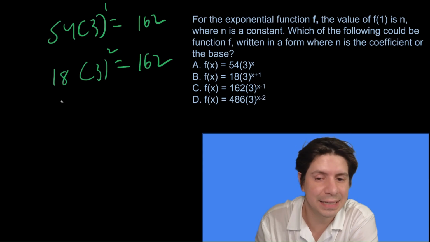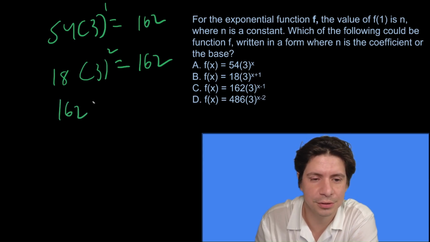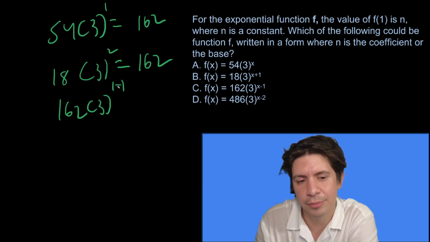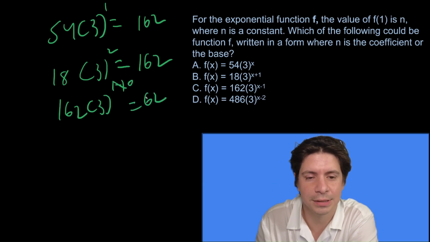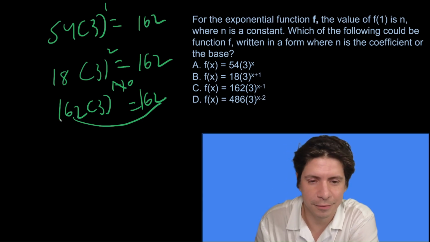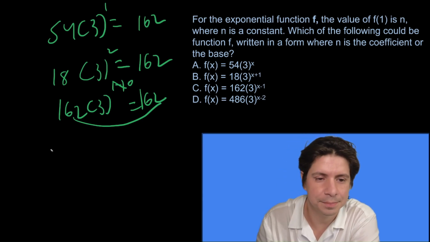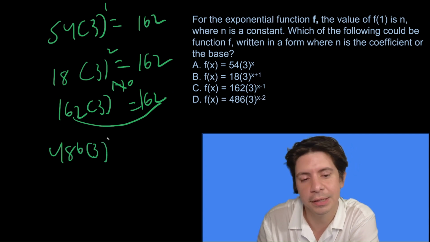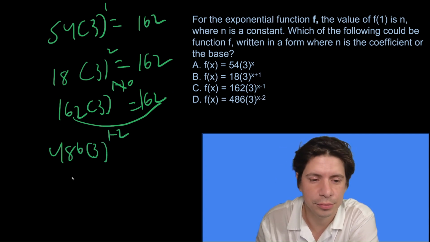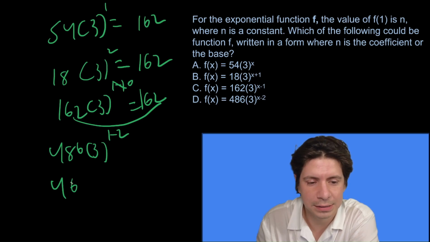So then C will be correct, because when you do 162 times 3 to the 1 minus 1, 1 minus 1 equals 0. 3 to the 0 is 1, and that gets us 162. See the connection there? The n is written as a coefficient. D wouldn't work either, because we get 486 times 3 to the 1 minus 2, which is 486 times a third.